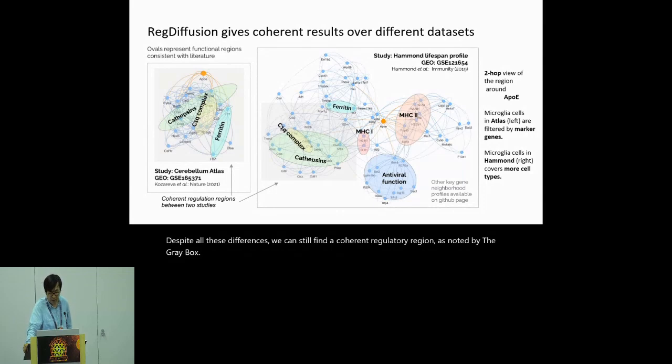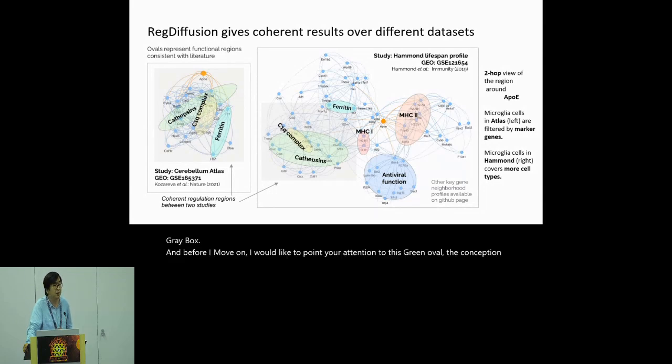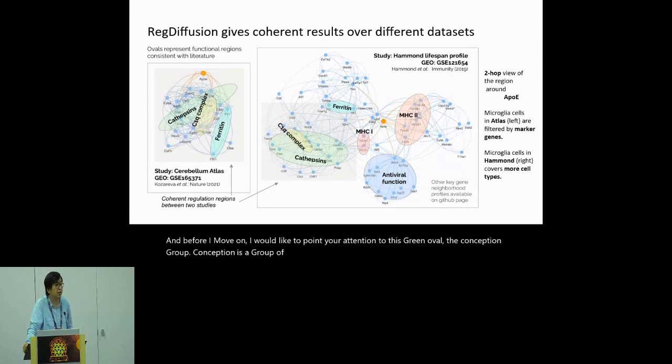Before I move on, I would like to point your attention to this green oval, the cathepsin group. Cathepsin is a group of proteins whose purpose is to break down proteins. So it makes sense that it's interacting with a core group of genes in microglia, which is one of those immune cells.